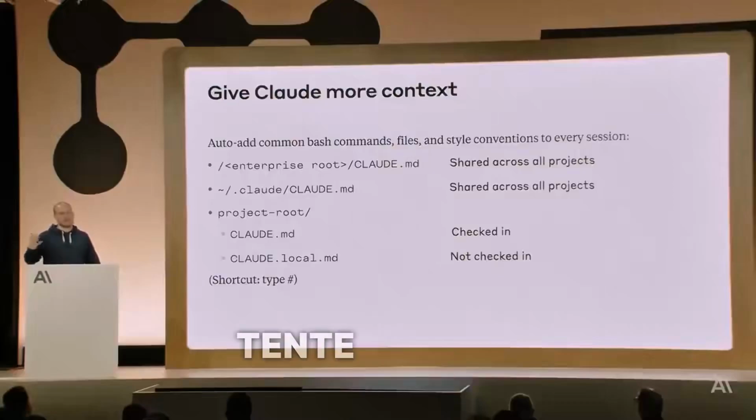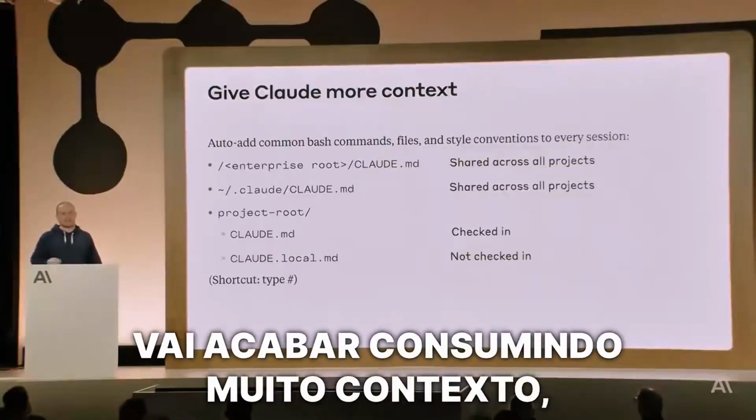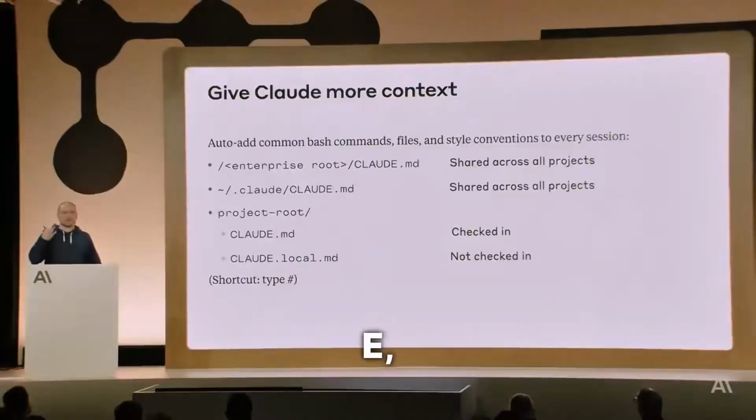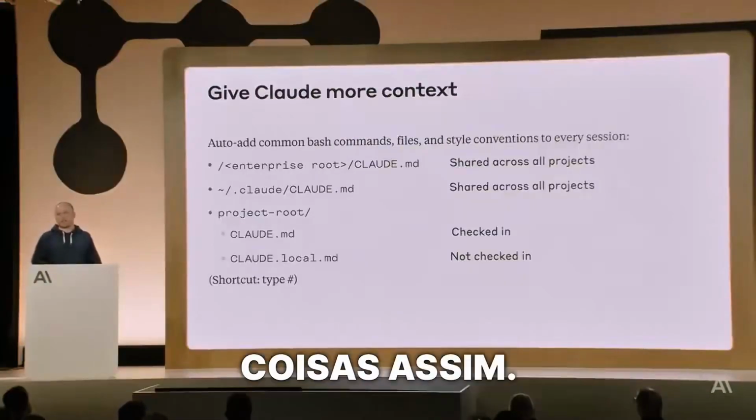Try to keep it pretty short, because if it gets too long, it's just going to use up a bunch of context, and it's usually not that useful. So just try to keep it as short as you can. For example, in our code base, we have common bash commands, we have a style guide, we have a few core files, kind of things like that.